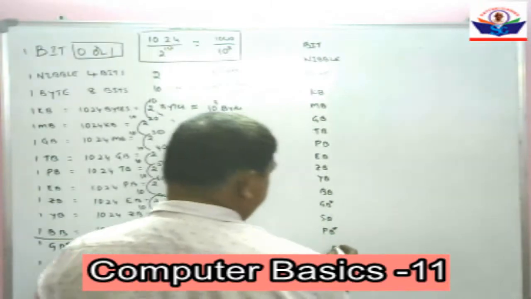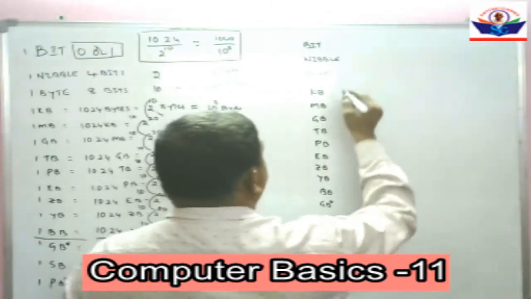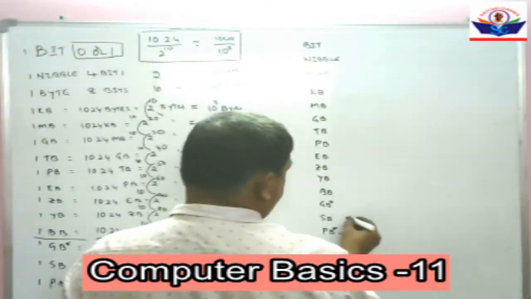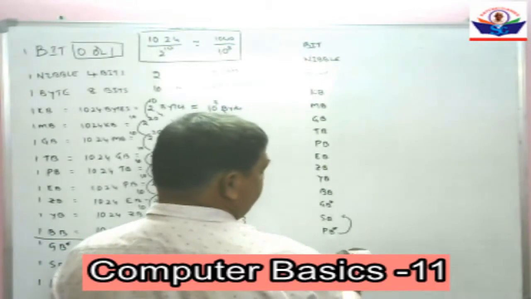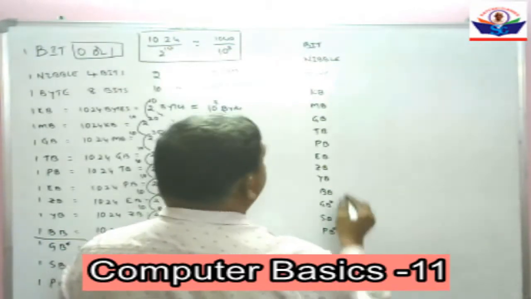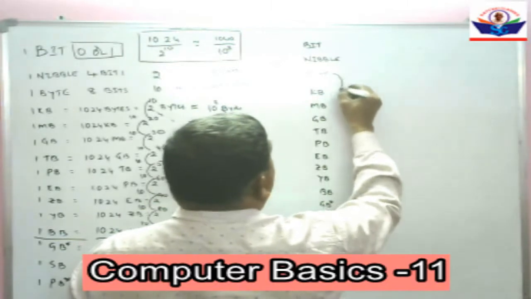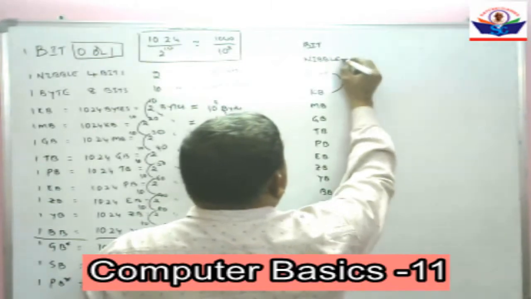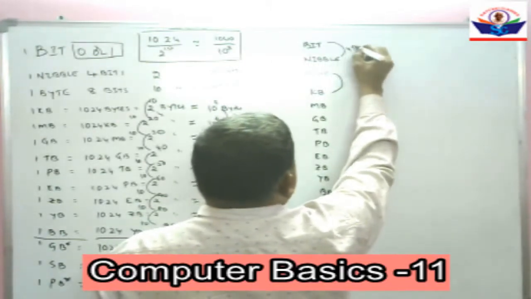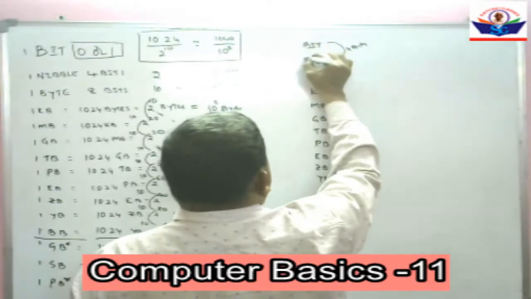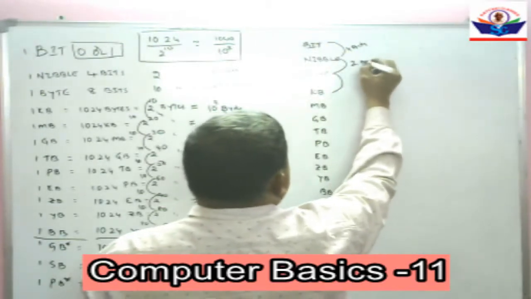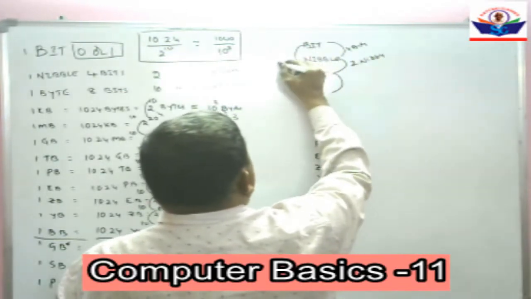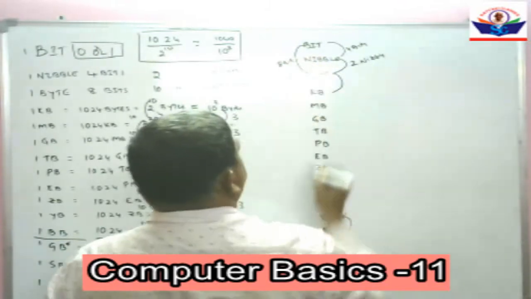Now, if we want to convert petabyte to bytes, that means 4 bits, that means 2 nibbles, 8 bits.